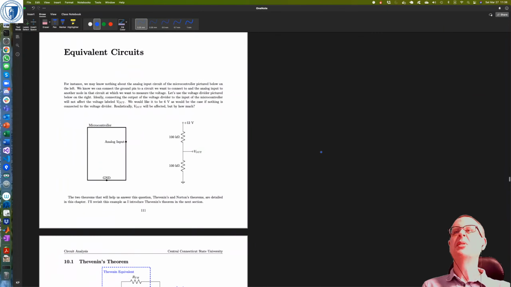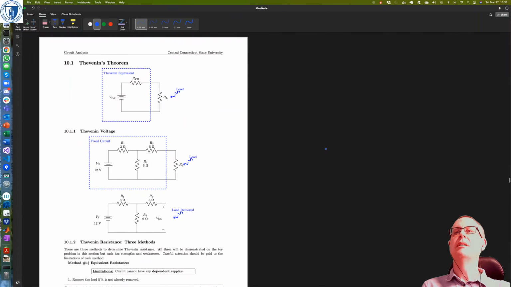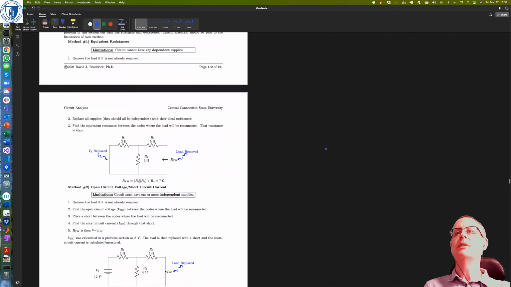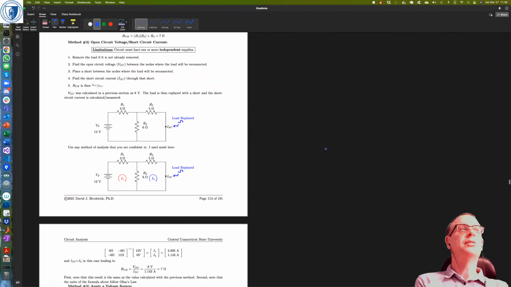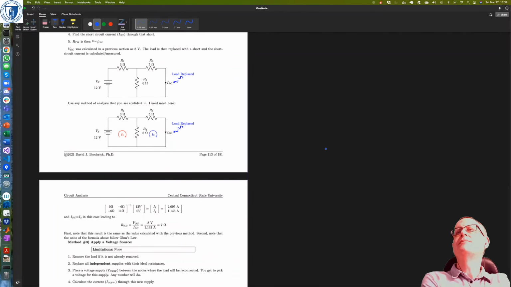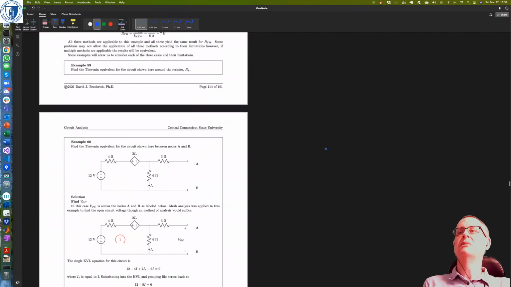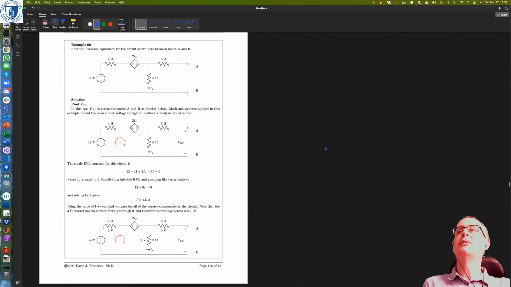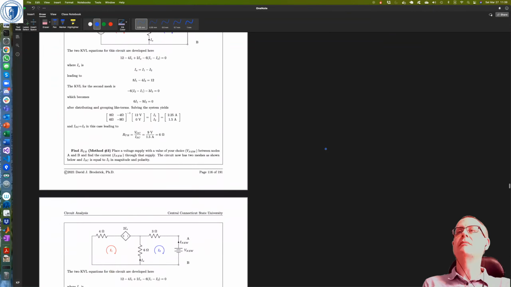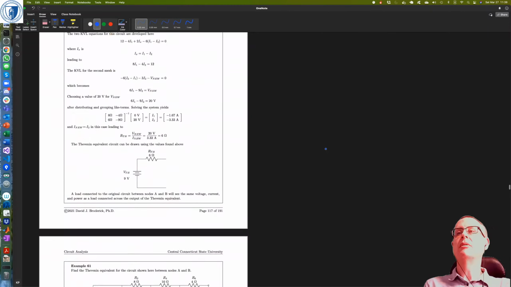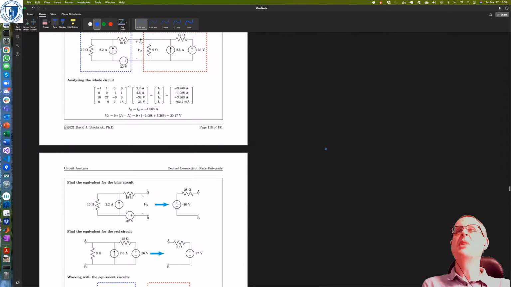There we go, equivalent circuits. You can see where I got my screenshots from, and it goes through several other examples to figure out the Thevenin equivalent circuit using various techniques. So I suggest you have a look through that.